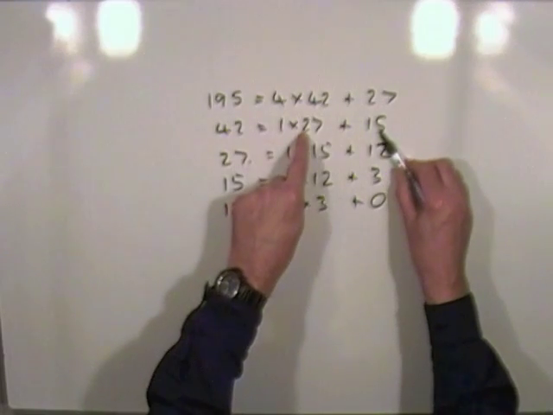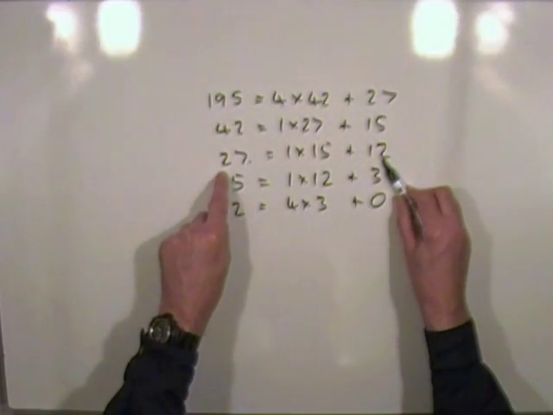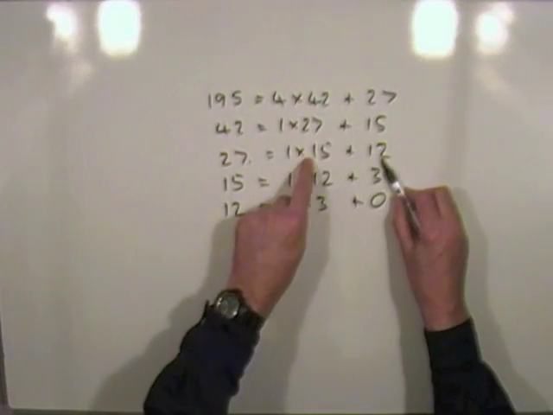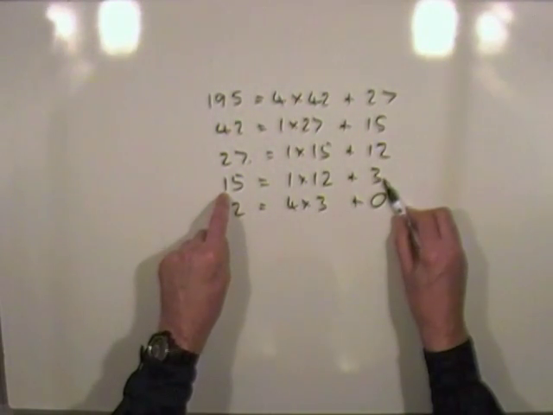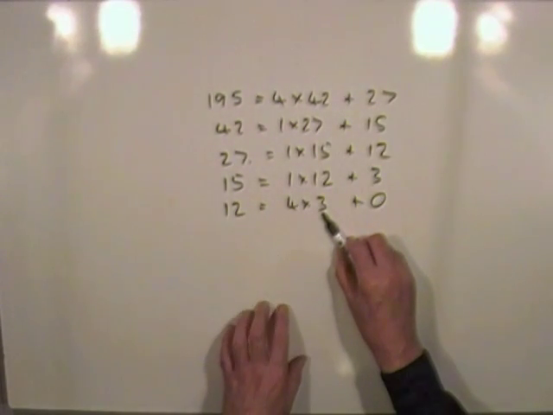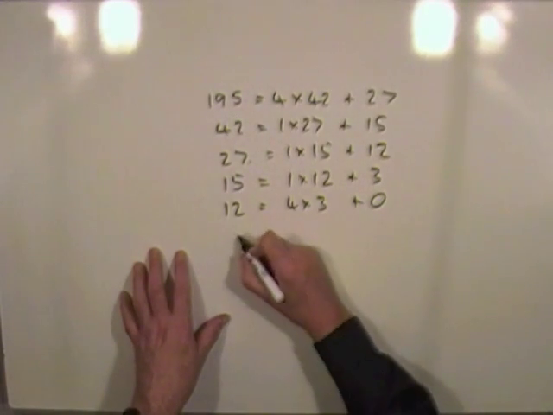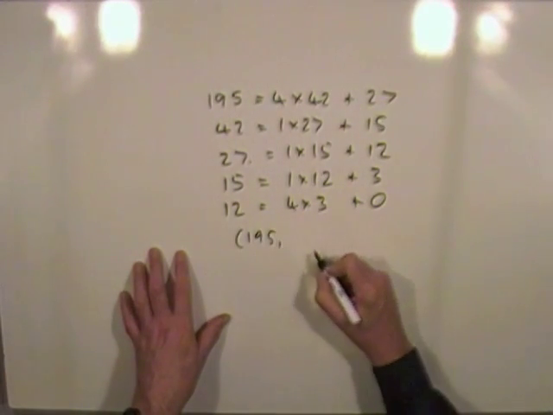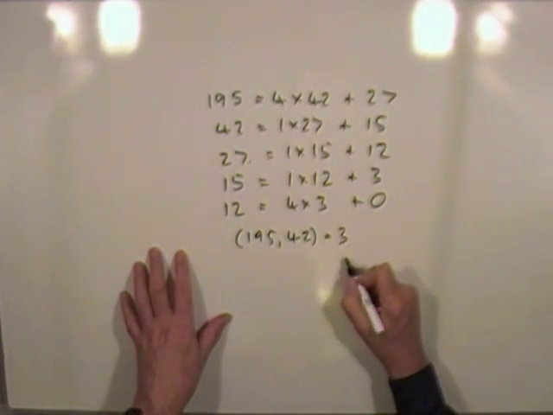That would also have to divide by it. If whatever that number is divides those two, then it must also divide 12. If it divides 15 and 12, it must also divide the 3. Well, there you are, and if it divides the 3, then it must be smaller than or equal to 3, which means 3 must be the greatest number that divides into them all. That's why you can say the greatest common divisor of 195 and 42 is 3.